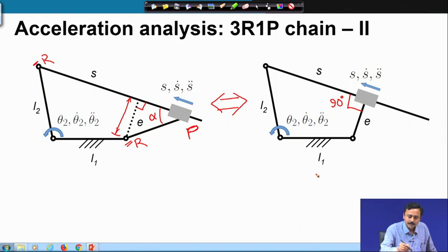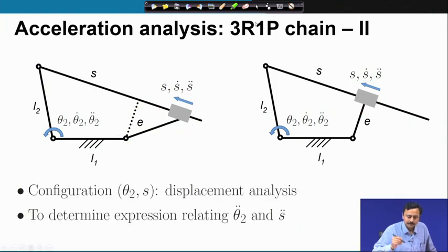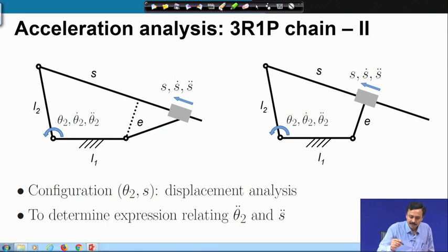So, therefore, we are going to analyze the chain shown on the right. We are given the displacement relations. So, we already know the displacement relations, we know the angle theta 2 and s. So, if we are given theta 2, we can find out s, and vice versa.